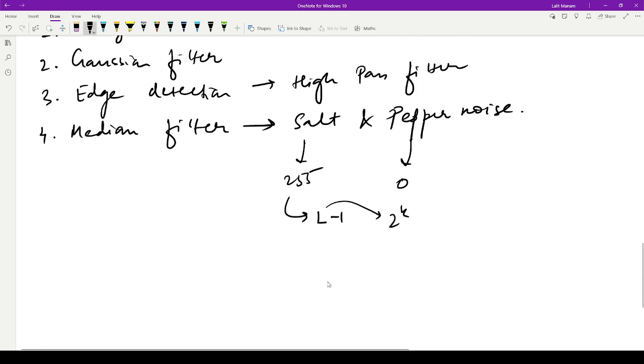Okay, so given this brief idea, the last topic that was done is bilateral filter. What is bilateral filter?